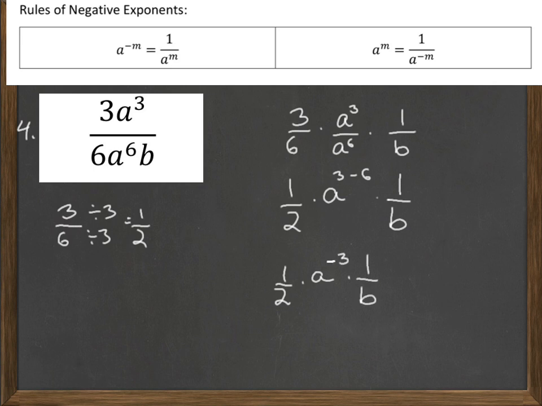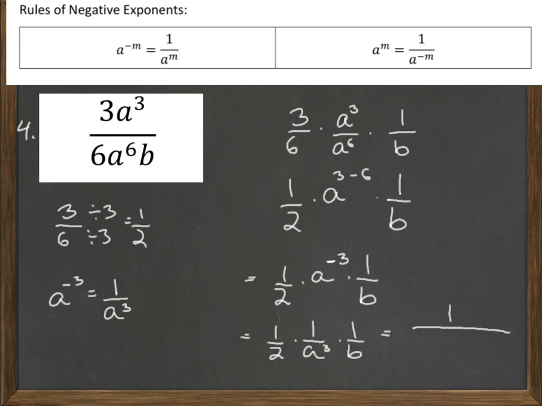Okay, so now the only thing left to do, the only thing left to fix, as it were, is to rewrite a to the negative 3rd as 1 over a to the 3rd. So let's go ahead and do that. So we have 1/2 times 1 over a to the 3rd times 1 over b. This is looking a little bit messy, so I'm just going to rewrite it as a single fraction. Our denominator is 2 times a to the 3rd power times b. So you have 1 over 2a cubed b. And that's your final answer.